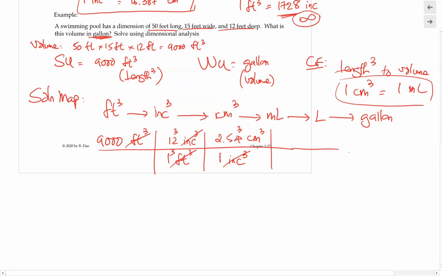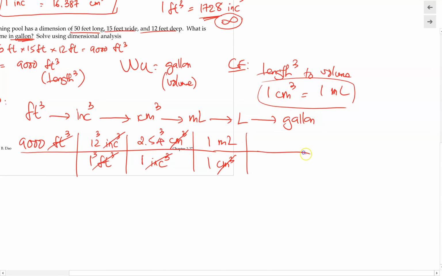And next we need to convert cubic centimeter into milliliter. We know that 1 cubic centimeter equals 1 milliliter, so now the cubic centimeter would get cancelled out. And then milliliter into liter: 1,000 milliliter equals 1 liter, and now the milliliter would get cancelled out. And lastly, liter into gallon: 3.785 liter equals 1 gallon, and now liter would get cancelled out.